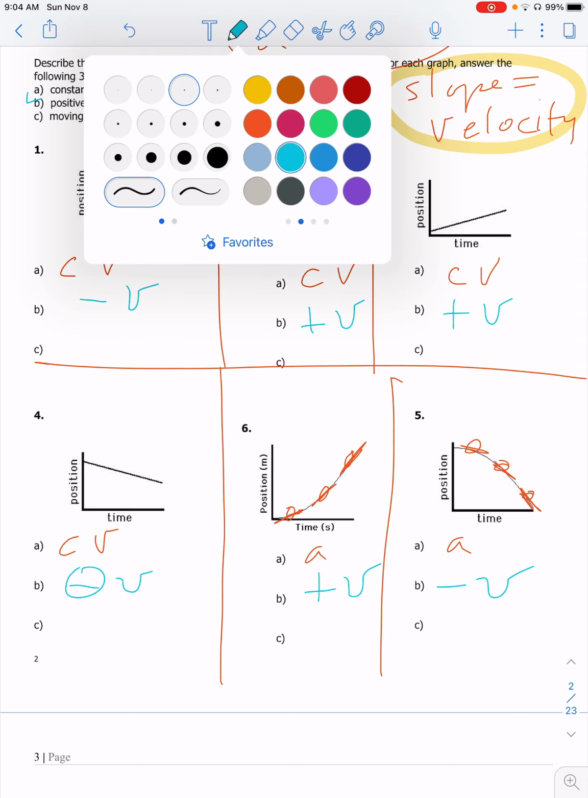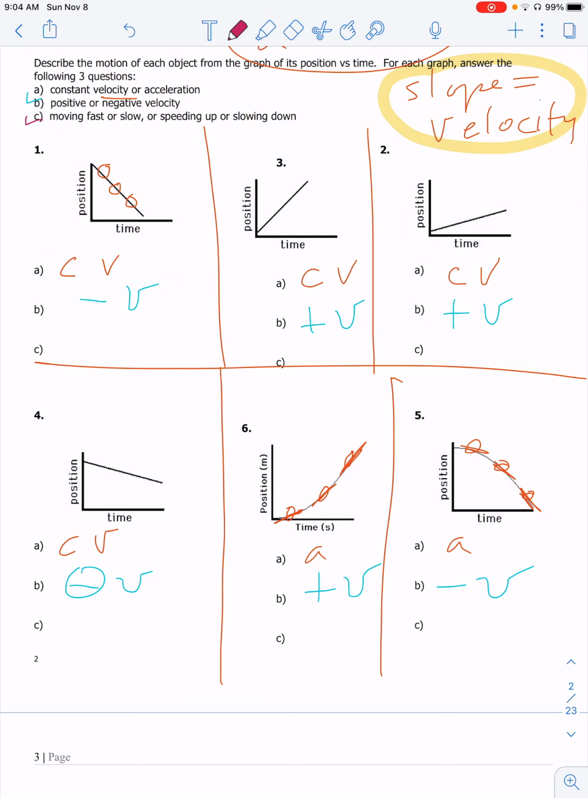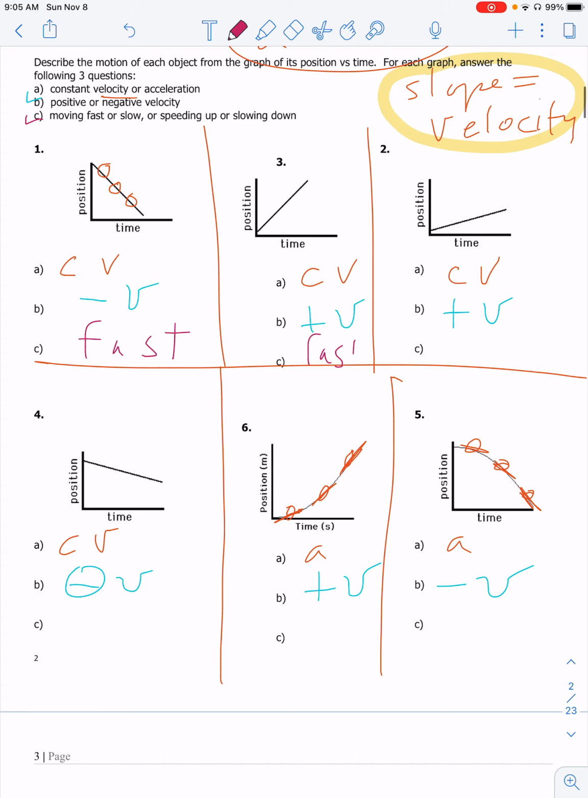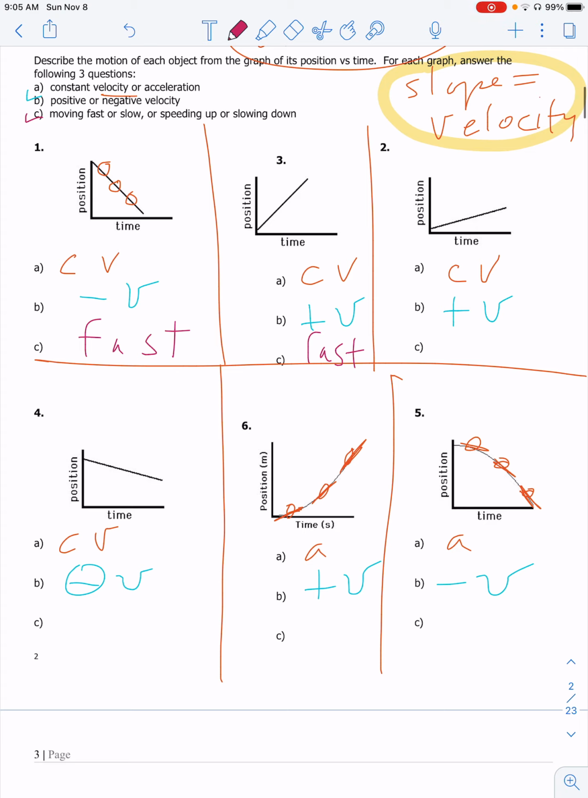Okay. Next one's kind of relative to the other pictures. Is it moving fast or slow? Is it speeding up or slowing down? Or staying constant? We already talked about constant. That's the steepness of the slope, how big the slope is. In the first one, it looks pretty steep to me, but it's going constant speed, like I said before. So it's going kind of fast in the negative direction with a constant speed.